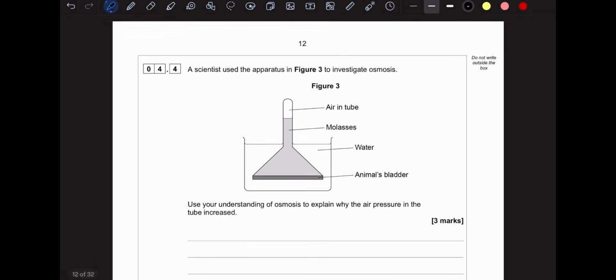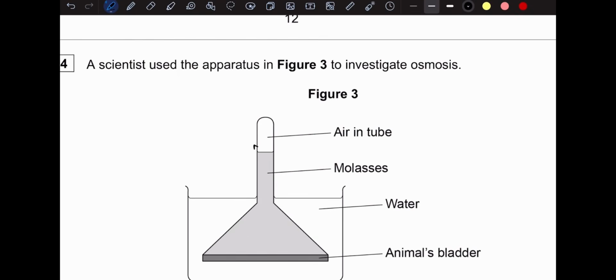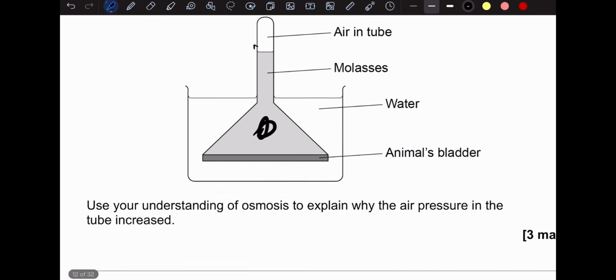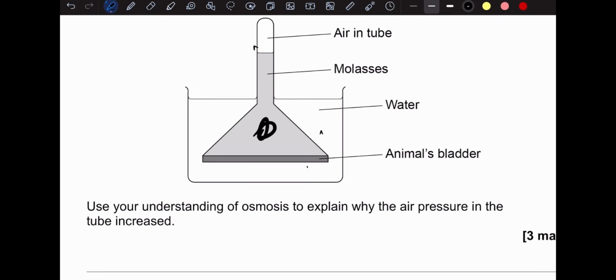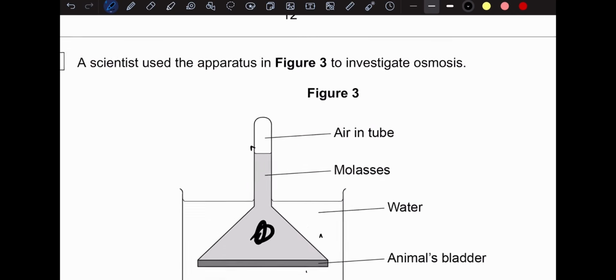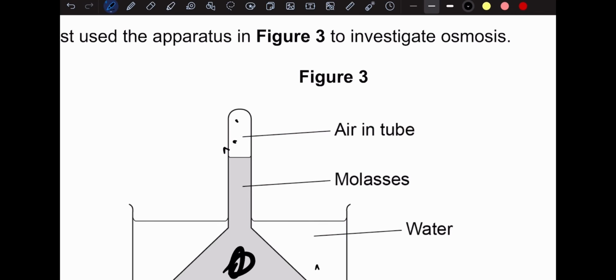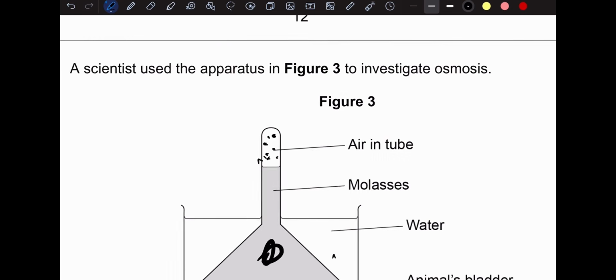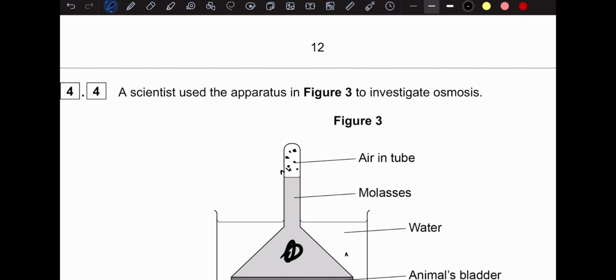Okay, so let's see what we have in figure 3. We have air in the tube here. We have a lot of molasses in this tube. We have some water, and we have an animal's bladder. And it wants us to use our understanding of osmosis to explain why the air pressure in the tube increased. So we have a certain amount of air molecules here, air pressure increased. That means that the volume that the air occupied decreased, right? So the real question is, why would the volume that it occupied decrease?